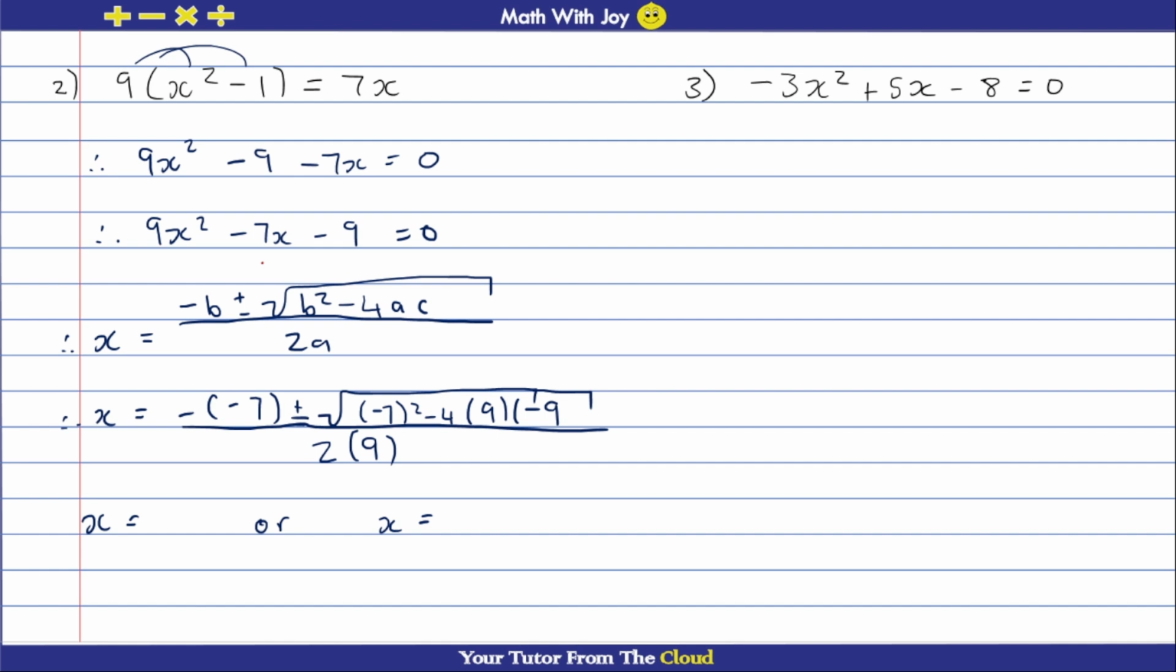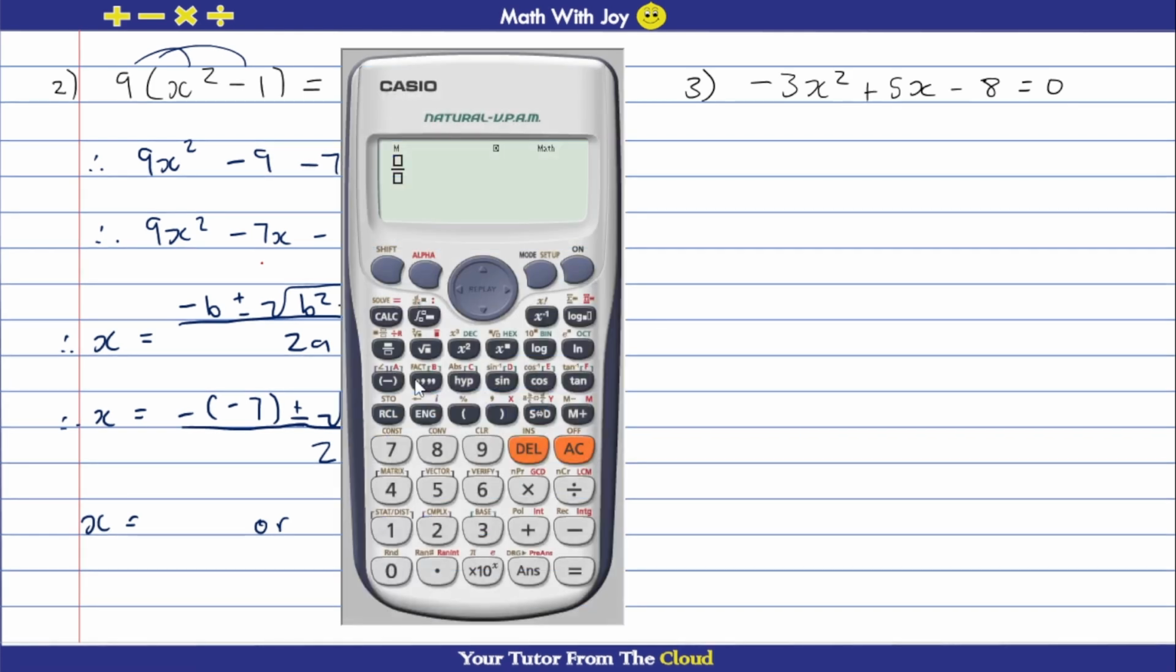So I will have on my calculator, let me actually bring up the calculator so you can see. I will substitute minus 7, and that gives me a positive 7 minus the bracket of 49 minus 4 times, well, let's say times 9 and times negative 9. I'm just simplifying my values as I put them in the calculator.